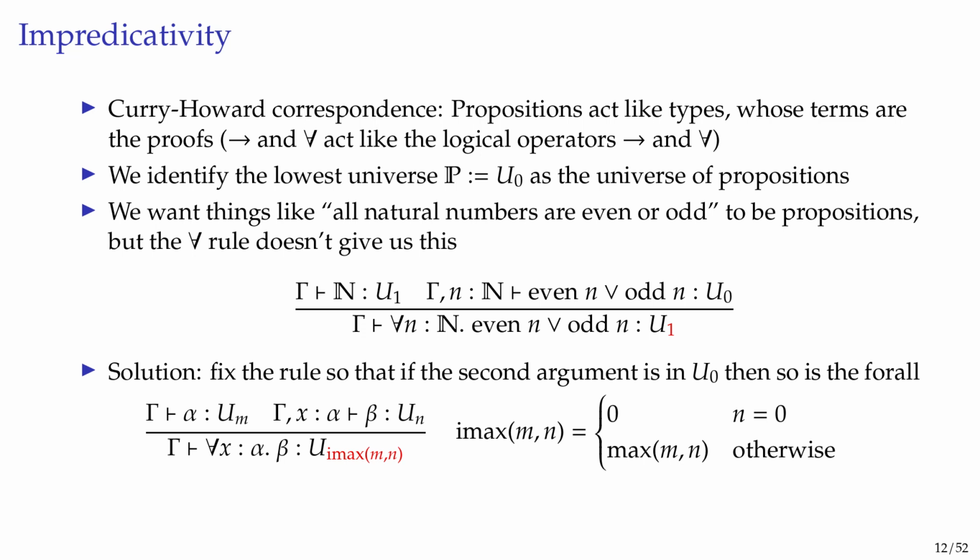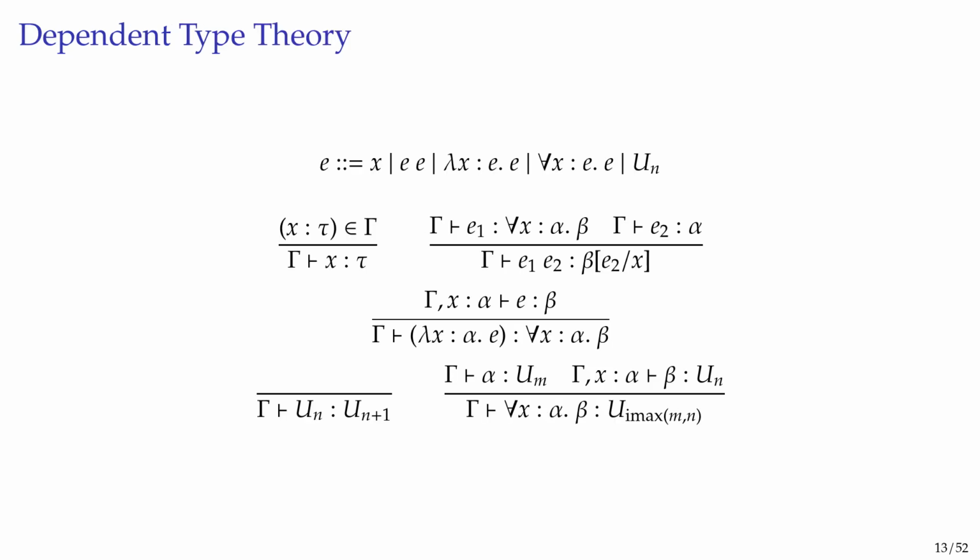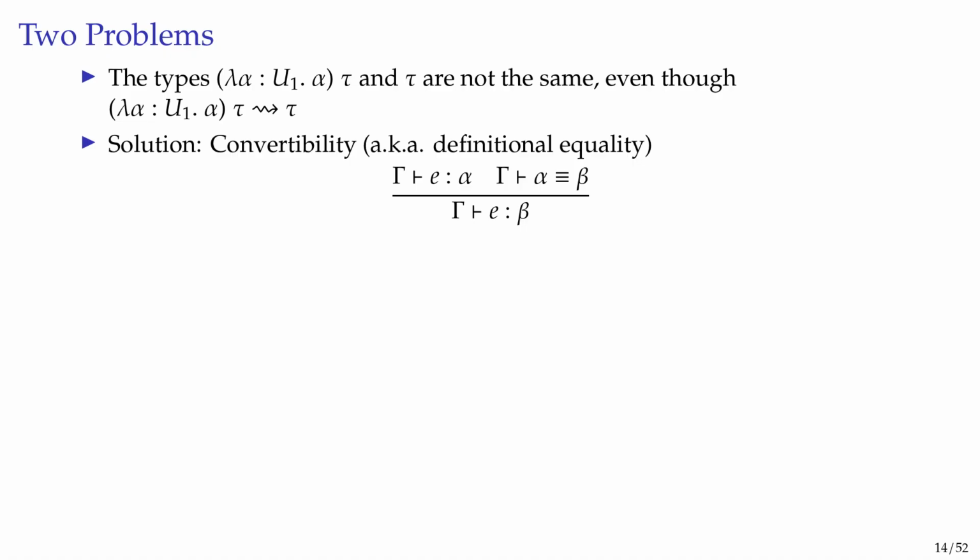Instead of saying it's the max of M and N, it's the Imax. What's Imax? Well, it's impredicative max. It's a function defined in this slightly funny way, where we say if N is 0, then Imax M N is going to be 0 as well. And otherwise, it'll just be max like before. Okay, so now this is what our dependent type theory looks like.